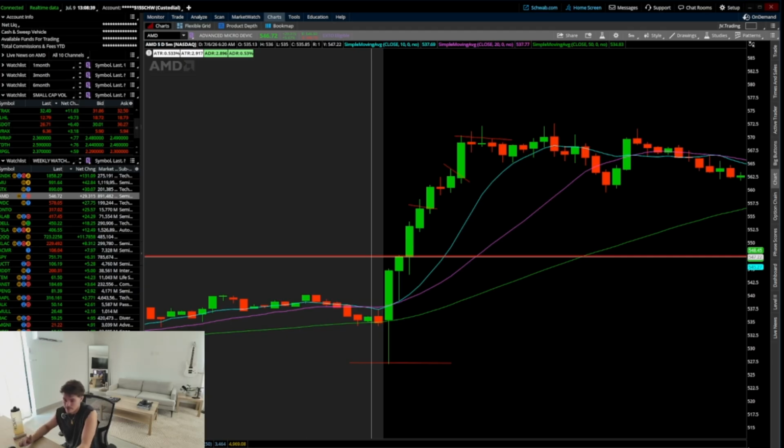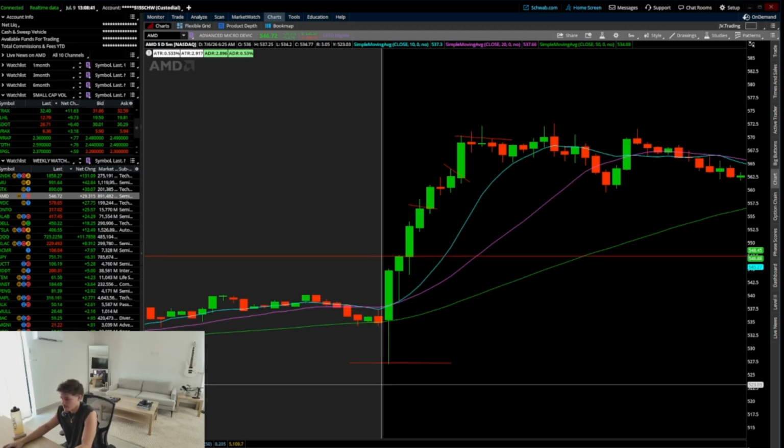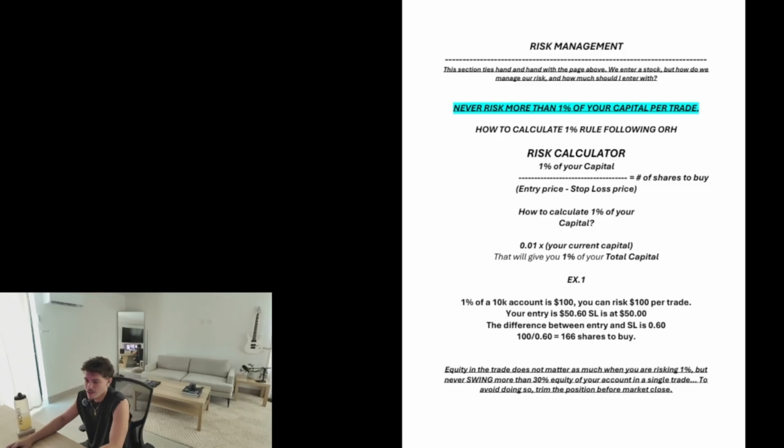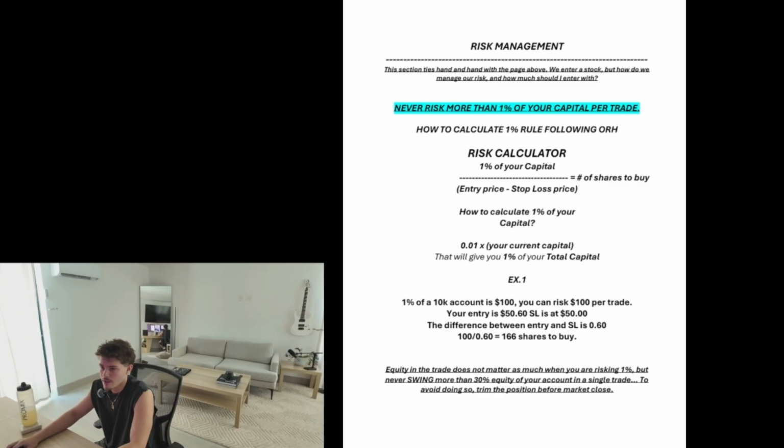How much do I know I need to risk, according to my account size, etc.? So I'm going to go ahead and just show you this right here. I don't know if I can really even move that image, make myself bigger. There we go. Okay, so risk management: basically I never risk more than 1% of my entire capital per trade.